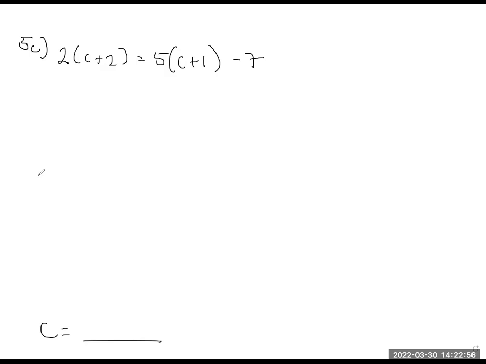Right now, there's way too many C's, and it's all mixed in with a whole bunch of other things. Why not make it simpler? Just get rid of those brackets because they are distracting. So we've got 2C plus 4, 5C plus 5 minus 7.